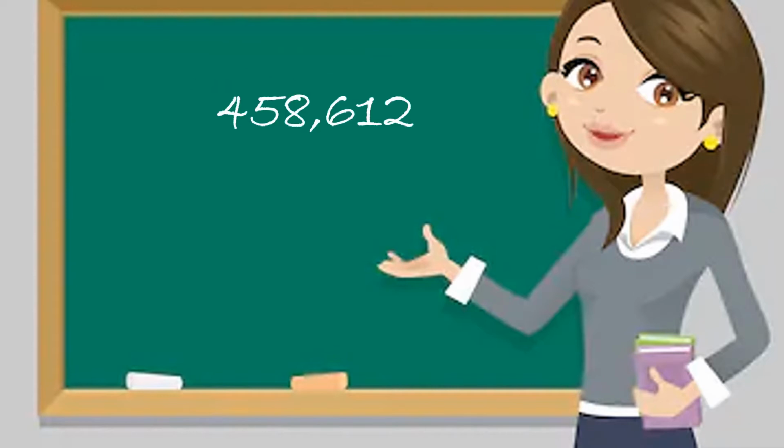Okay, so I have here 458,612. So, let's review yung place value ng bawat isa. Okay? Si 2, that is ones. 1, that is tens. Si 6, that is hundreds. 8, that is thousands. Si 5, 10,000s. And si 4, 100,000s. Okay? So, gagamitin natin yan later when we do rounding off.